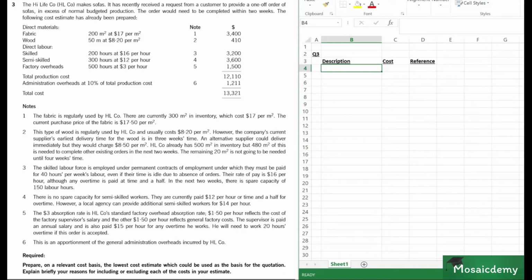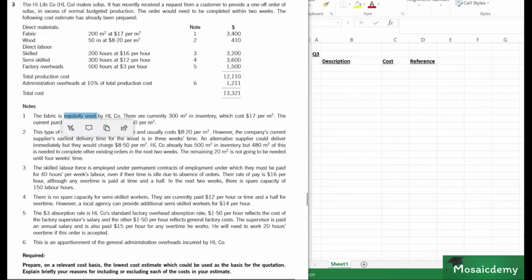So it says note 1, the fabric is regularly used by HLCO. I'm assuming the fabric to make the sofas. There are currently 300 meters squared in inventory, which costs $17 per meter squared. Let's stop here. With relevant costing, always go sentence by sentence and based on that information determine what the relevant cost is. So we have a fabric which is regularly used, meaning it has an alternative use. Whenever there's an alternative use, there's a replacement cost, okay? So we also have it currently in inventory. So the 300 meters squared in inventory have an alternative use which cost $17 per meter squared.